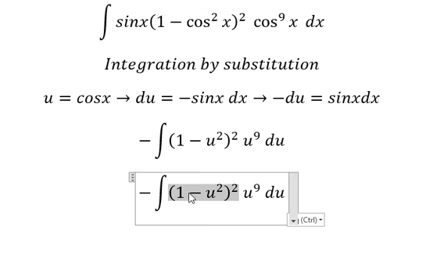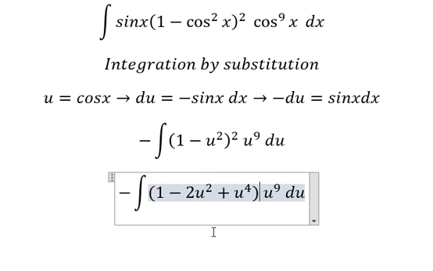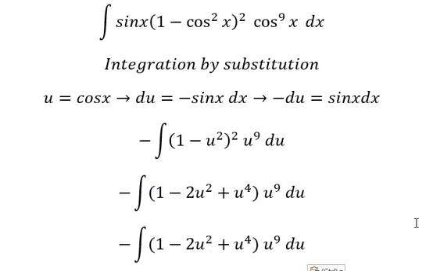Next, we need to expand this one. Next, u to the power of 9 multiplied by 1, u square and u to the power of 4.